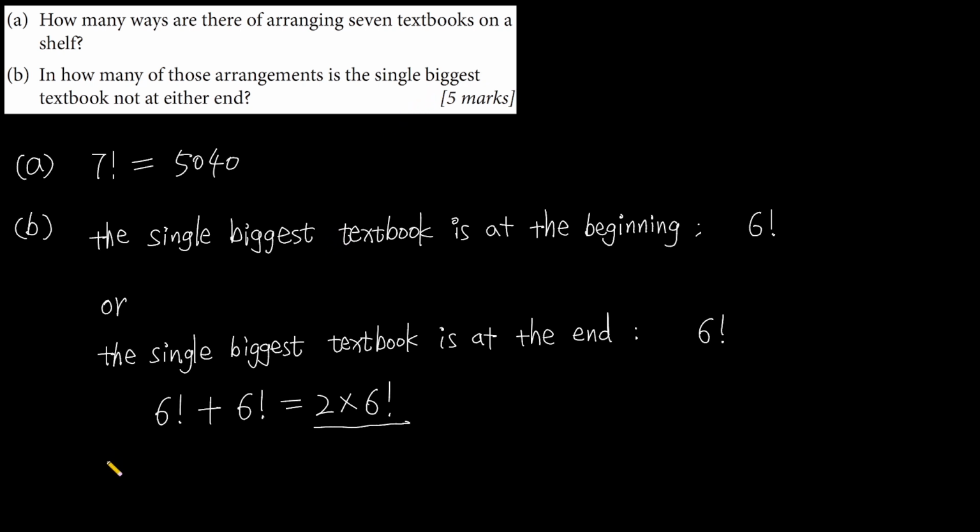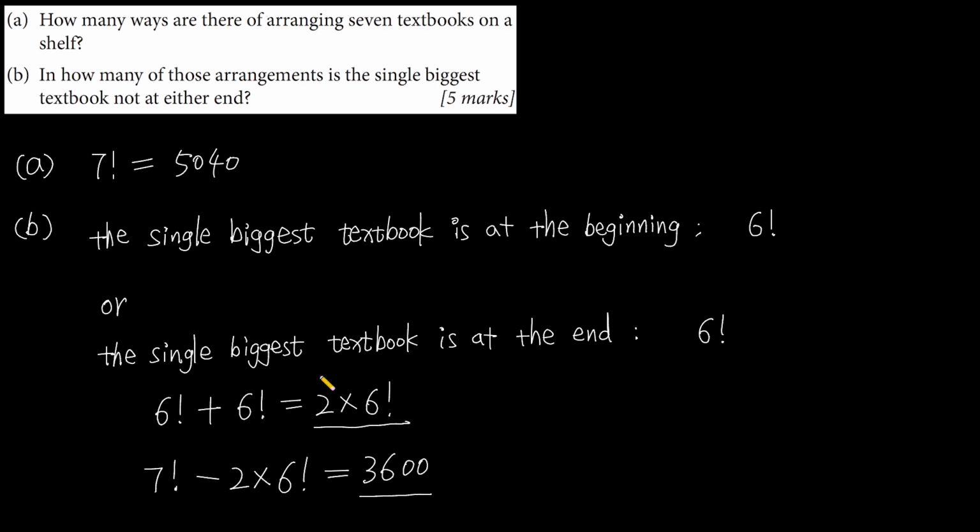Now we use the total number of arrangements to minus the number of arrangements that the single biggest textbook is at either end. So we use 7 factorial minus 2 multiplied by 6 factorial equals, this should be 3600. So this is the number of arrangements that the single biggest textbook is not at either end.